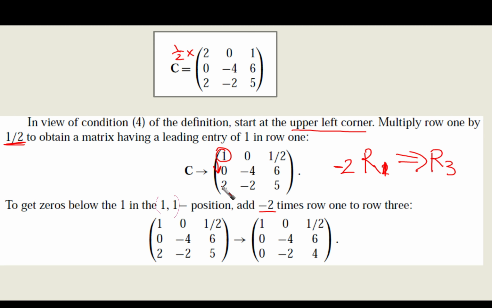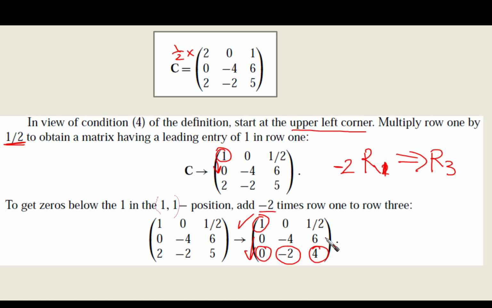Okay, so if you make this minus 2 times 1 plus 2, it gives us what? Let's work on this. Minus 2 times 1 plus 2 equals 0. And minus 2 times 0 is 0, adding to minus 2, so it is going to be minus 2. And minus 2 times half is minus 1, plus 5, it is going to be 4. Right? So now the leading entry for the first row is 1 and the remaining in the same column are 0. So now the first row is okay for us.